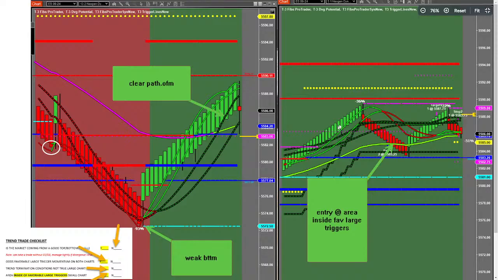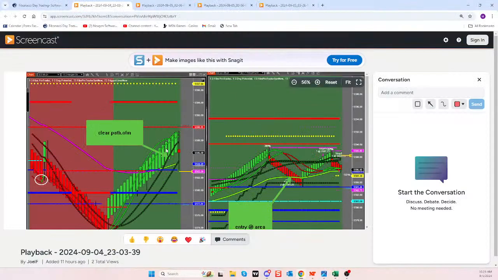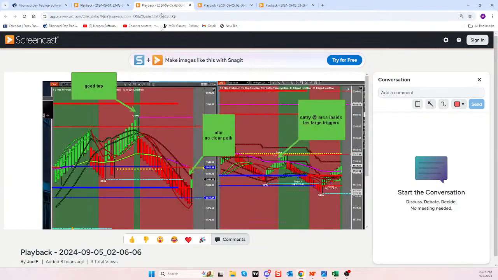Nice job, Rob. He takes a pullback directly to support inside of favorable large triggers. He knows exactly where his stop needs to be. And he starts getting close and he gets paid. And Joel, what a beautiful trade. Nice job. Momentum, clear path, room to make money.